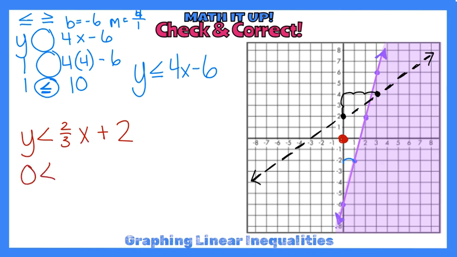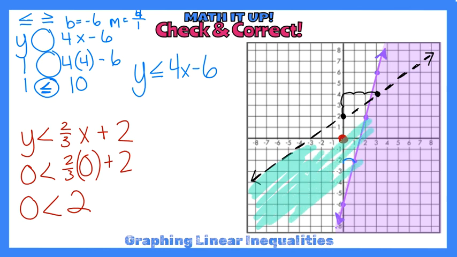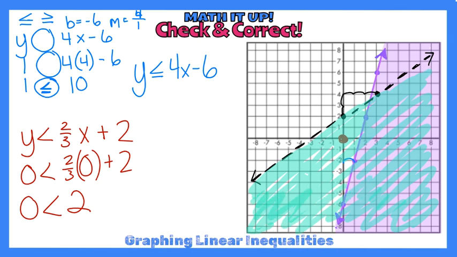So 0 here, 0 here. So is 0 less than 2? It is. And that tells me that this side of my line is my solution. So this would all be part of the solution here. Everything up to but not including the line.